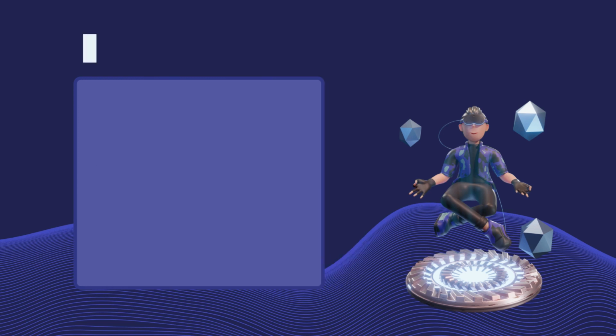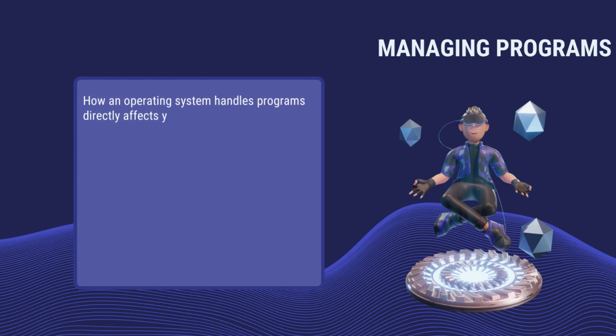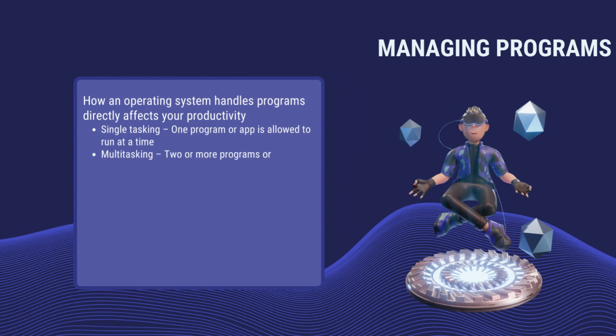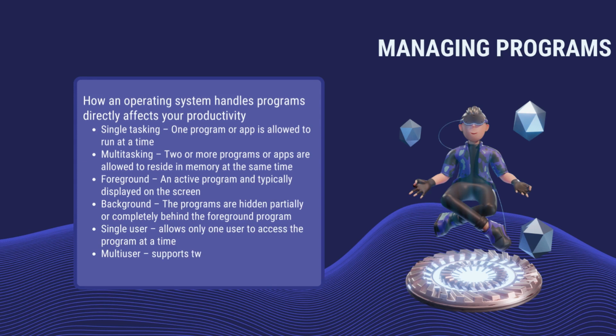Managing programs. How an operating system handles programs directly affects your productivity. Single tasking: one program or app is allowed to run at a time. Multitasking: two or more programs or apps are allowed to reside in memory at the same time. Foreground: an active program, typically displayed on the screen. Background: the programs are hidden partially or completely behind the foreground program. Single user: allows only one user to access the program at a time. Multi-user: supports two or more users to run programs simultaneously.